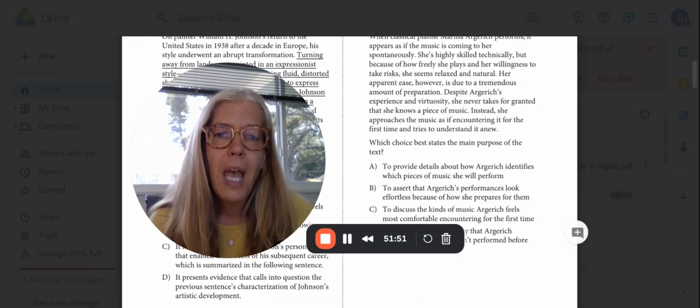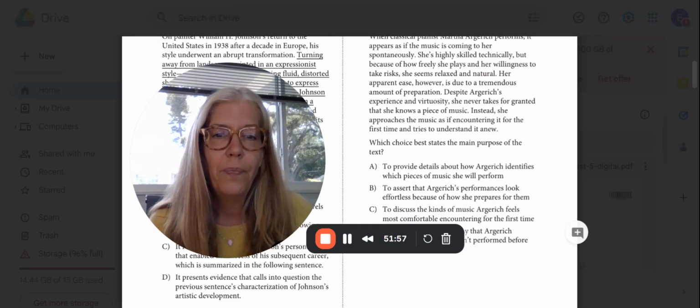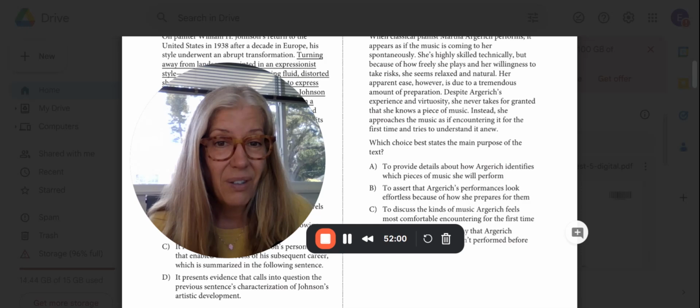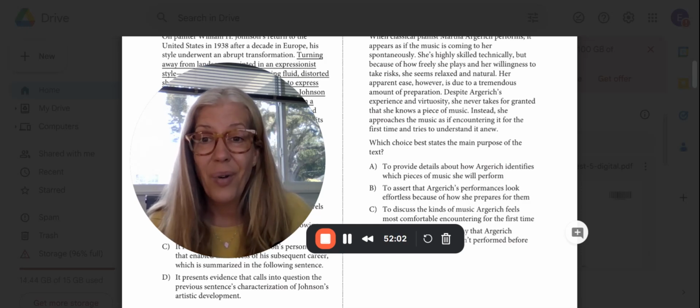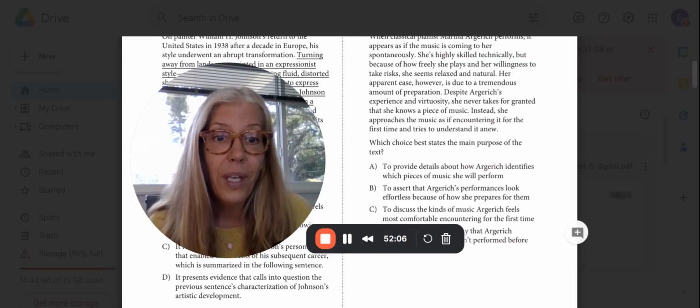Okay, A. To provide details about how Argerich identifies which pieces of music she will perform. That's very specific. I did not say that when I said what was the author doing in there. If the whole thing was about which pieces of music, then I would pick no.